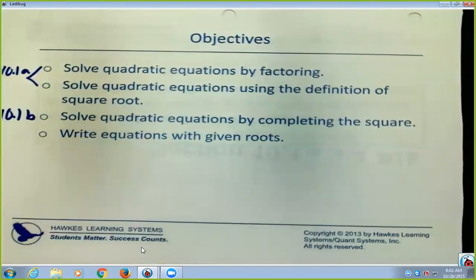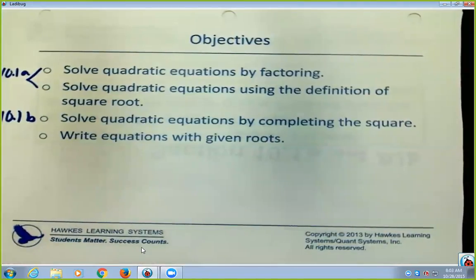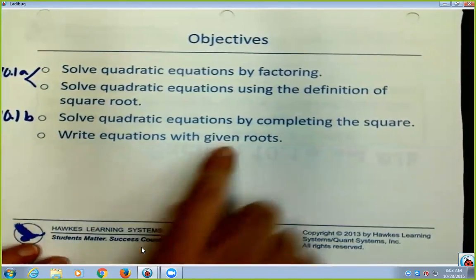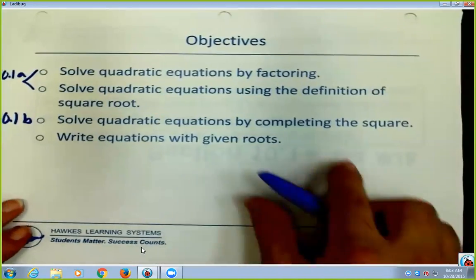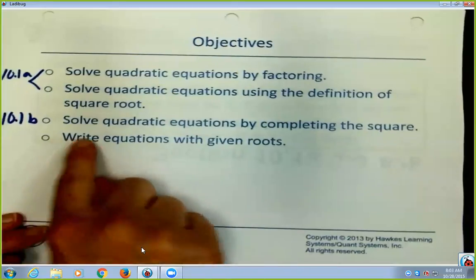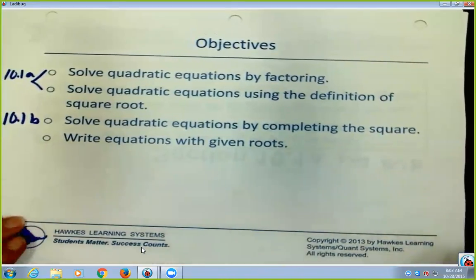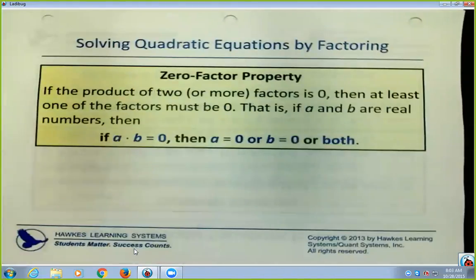It's not something new. The second one is solving quadratic equations by completing the square. So that's the other one, and we're going to write equations with given roots. So those are the pieces that we're going to take a look at. This piece, writing equations with given roots, we don't do that part, but it's still in this section. So continuing.